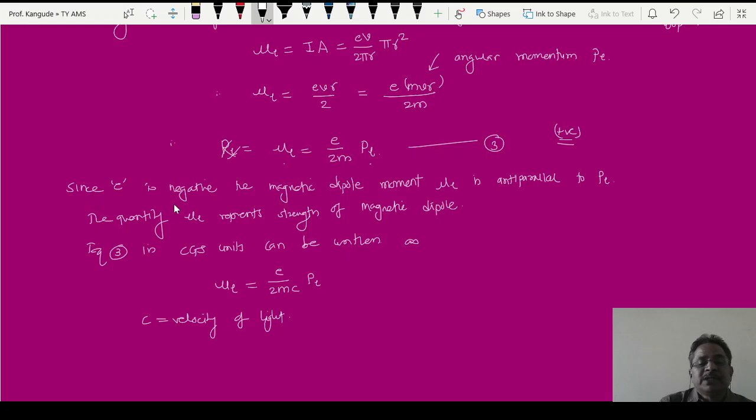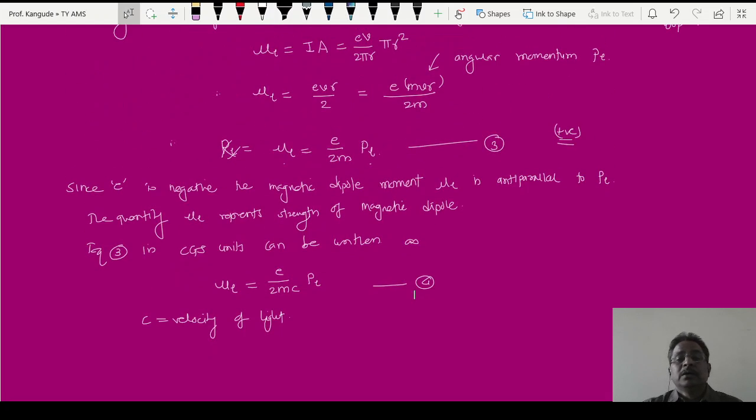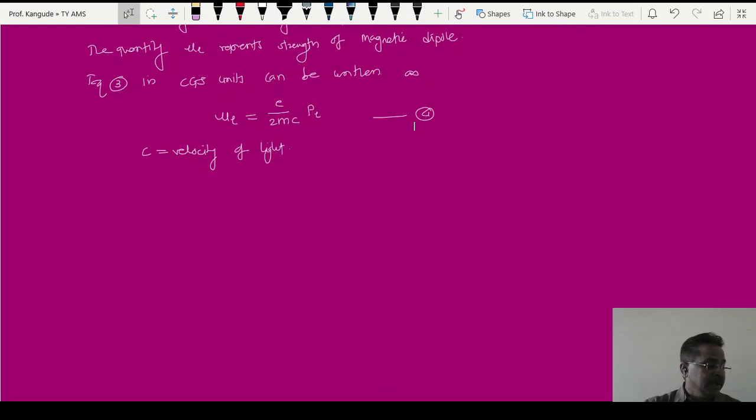This conversion factor in electrodynamics is one of the very important ones. Whenever we convert any MKS quantity into a CGS quantity, this C appears in all such relations. It is not only here, but everywhere this relationship comes up. So in CGS units, this mu L is expressed by this. You can call this equation number 4.